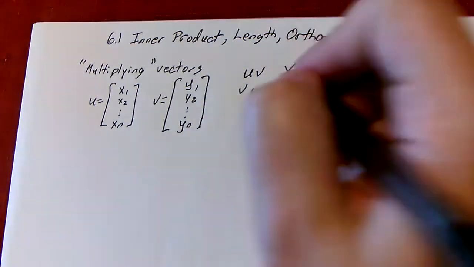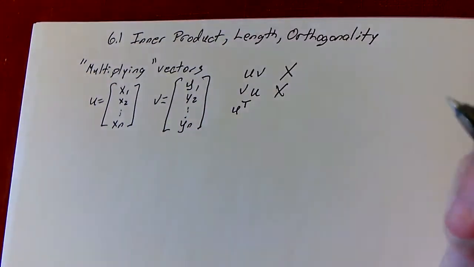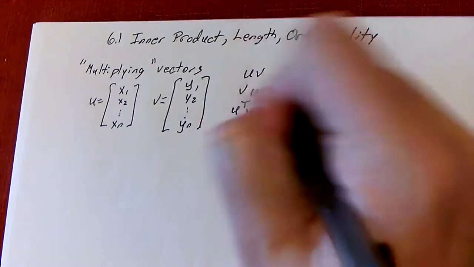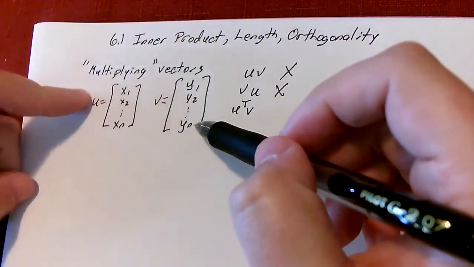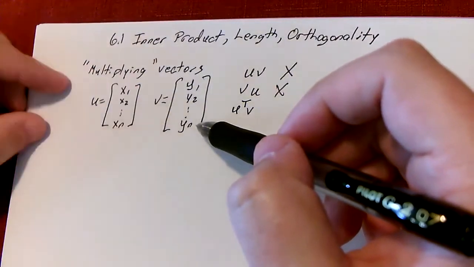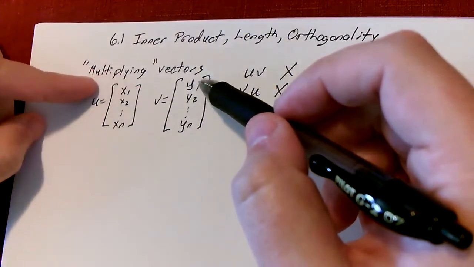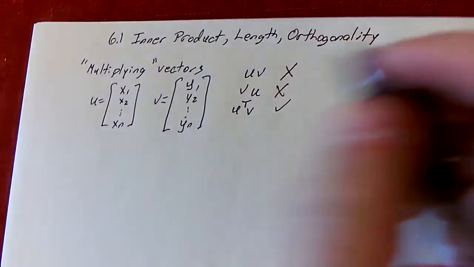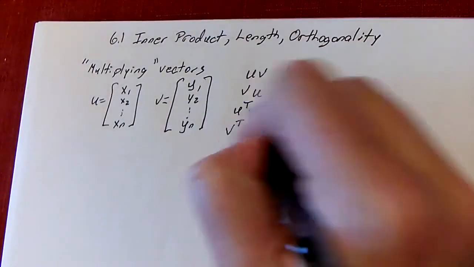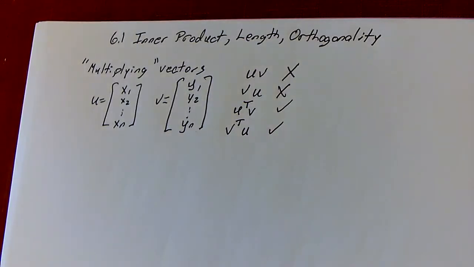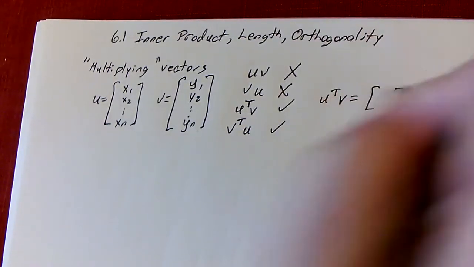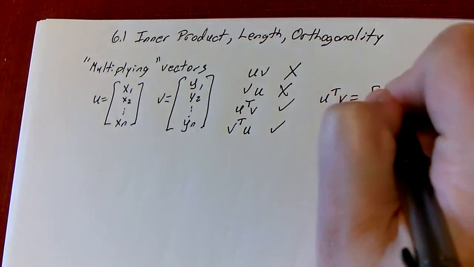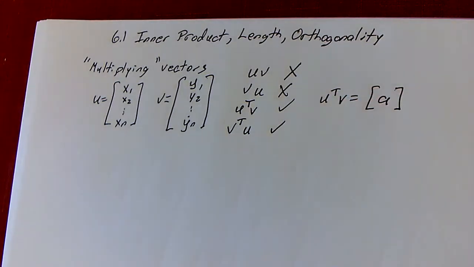Okay, but I do notice that if I made one of them transpose, so maybe I do u transpose v, now these both have n entries. So if I flipped u to the transpose, now it would be a row instead of a column. And so I could go across those entries while I was going down v. That I could do. And the same thing, if I made v transpose u, I could do that same multiplication process. Okay. And when I did that, if I did u transpose times v, I would get a single 1-by-1 matrix, okay, which has a product here, which I'll call A for the time being.